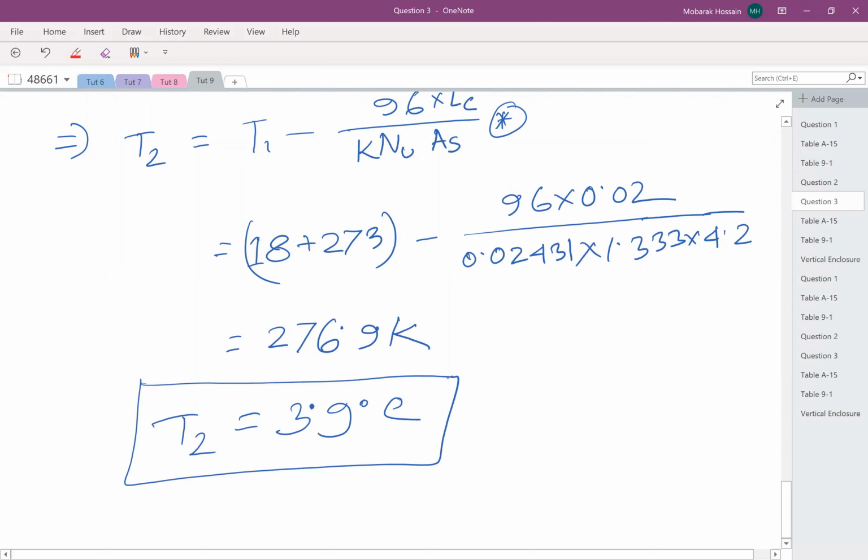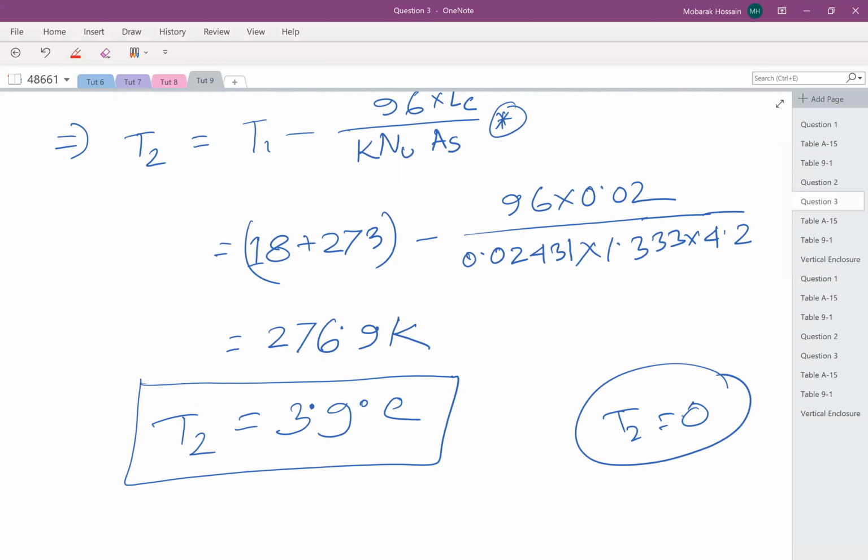This is the outer glass temperature, and at the beginning we considered T2 as 0, then we calculate the film temperature. Based on film temperature, we select the properties of air, then we calculate the Rayleigh number. Now here we can see it is 3.9 degrees Celsius, which is very close to our assumed temperature. Therefore, no need to repeat the calculation.